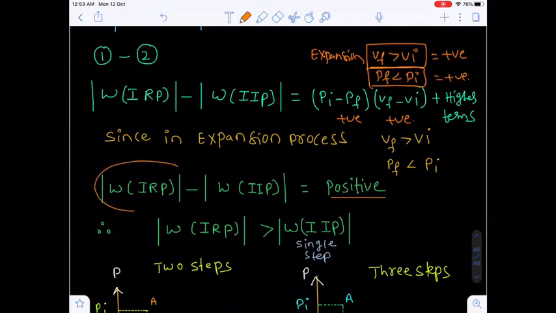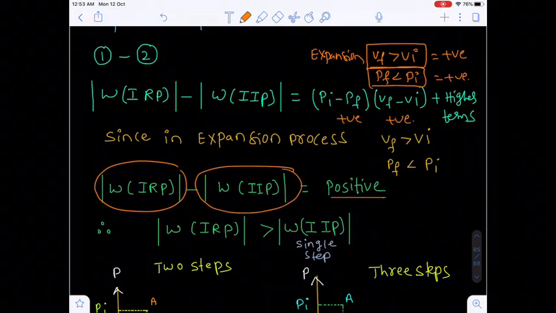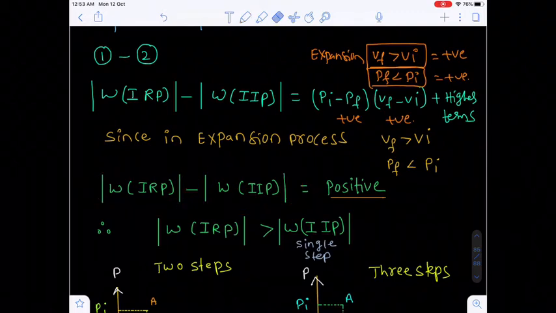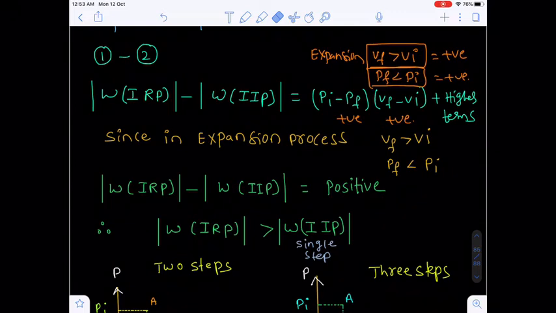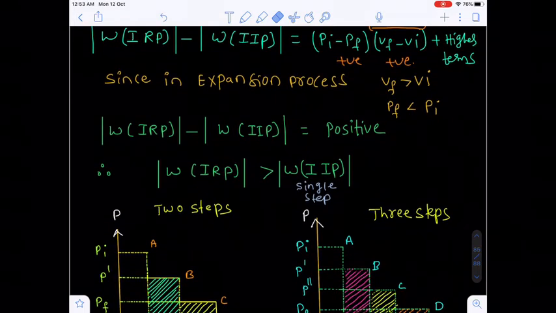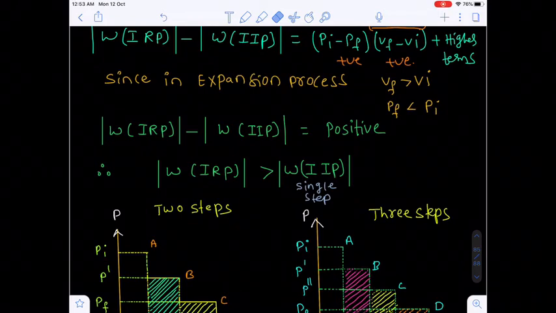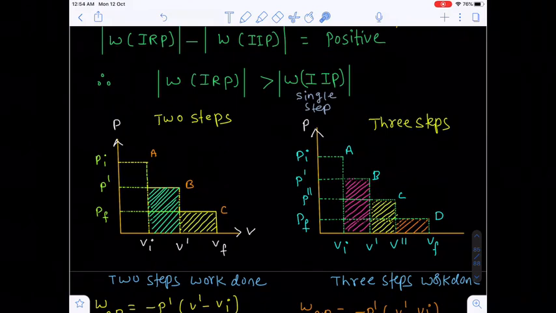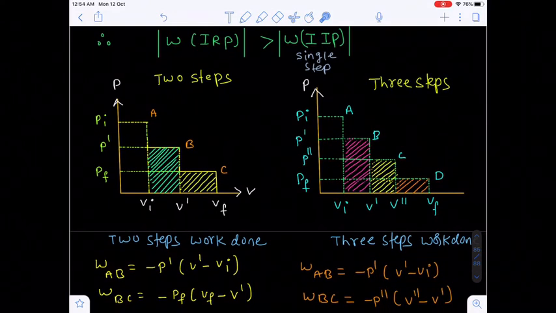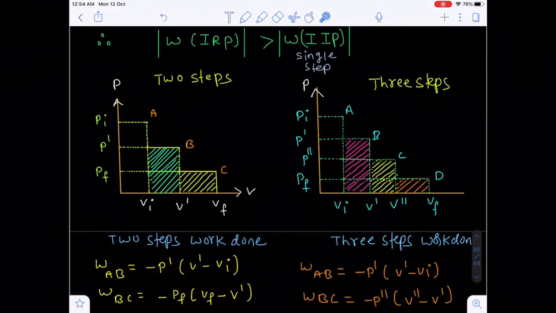Okay, if it is positive value, means this value is always greater than this value, because the difference between the two values is positive. That means the first value is always greater than the second value. So that means the work done in isothermal reversible expansion is always greater than work done in isothermal irreversible process of expansion. Remember, the process is what? Expansion.